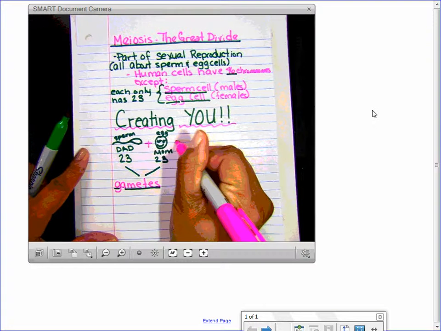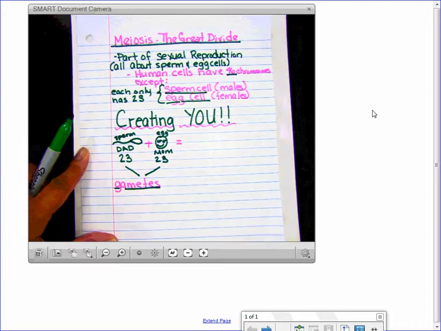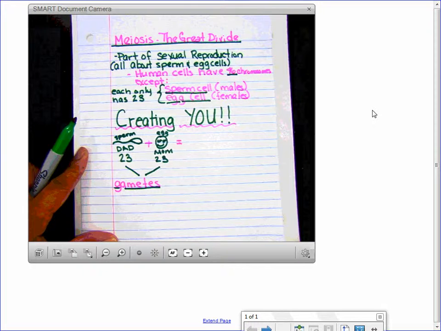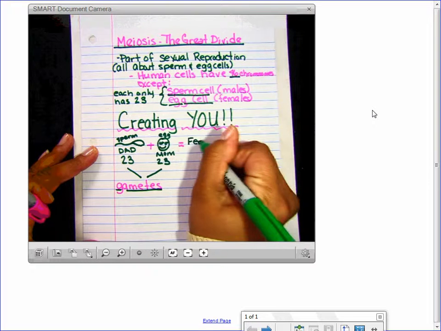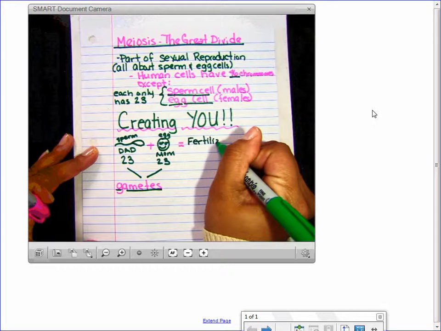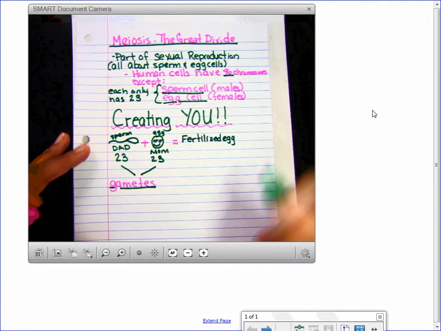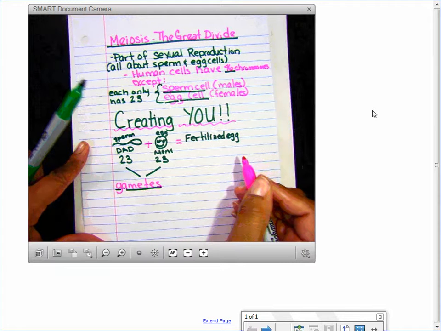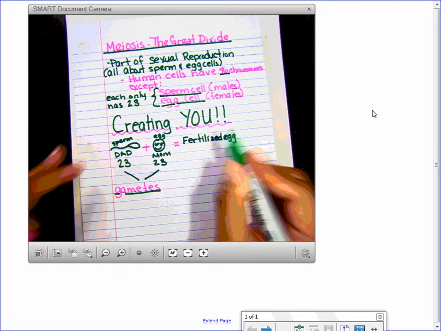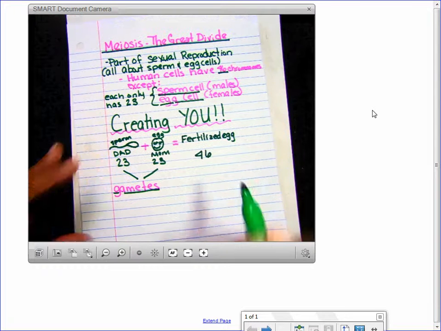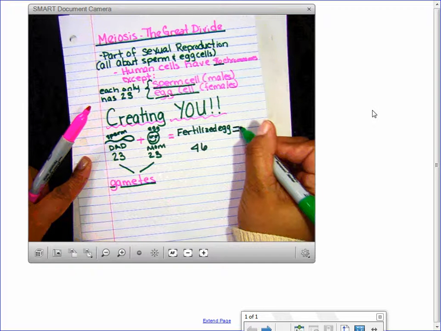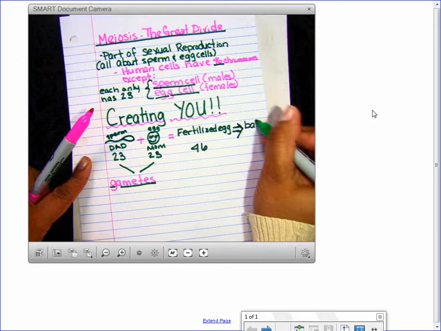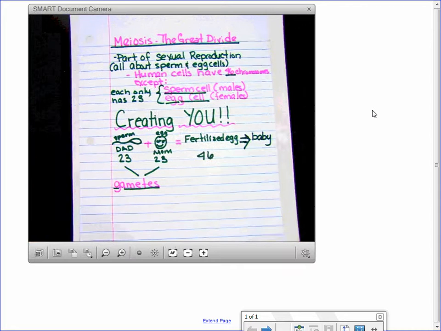All right. So once the sperm and the egg meet, that's going to give you a fertilized egg. That fertilized egg is going to have how many chromosomes? 46 chromosomes. This fertilized egg is going to lead to what? A baby, which is how you came to be. That, my friend, is the birds and the bees.